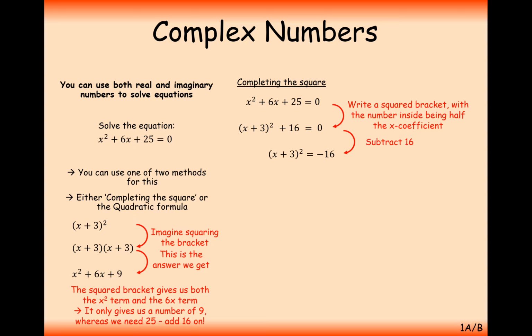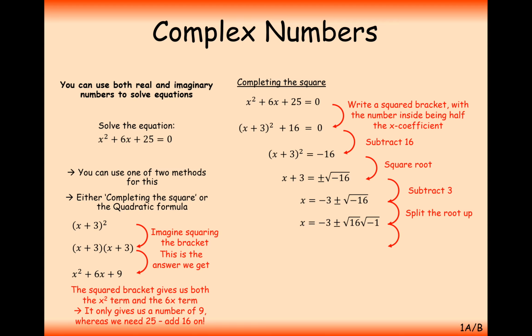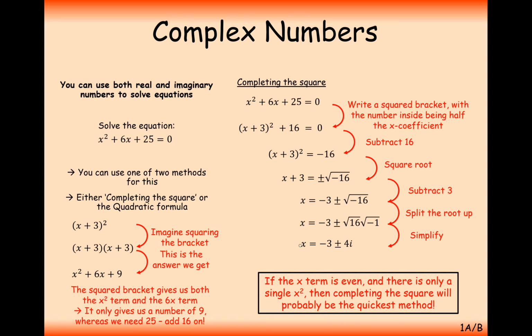So we subtract the 16 onto the other side, and we then do a square root. Now remember, because we're square rooting here, we need to make it positive or negative square root, and then subtract the 3 onto the other side. So your answer here is x equals minus 3 plus or minus the square root of minus 16. Now we're going to simplify this minus 16 here, and hopefully you've got the hang of it by now. Split it up into a square root of 16 and the square root of minus 1, and the final answer here is going to be x equals minus 3 plus or minus 4i. So that's the completing the square method of solving this equation.